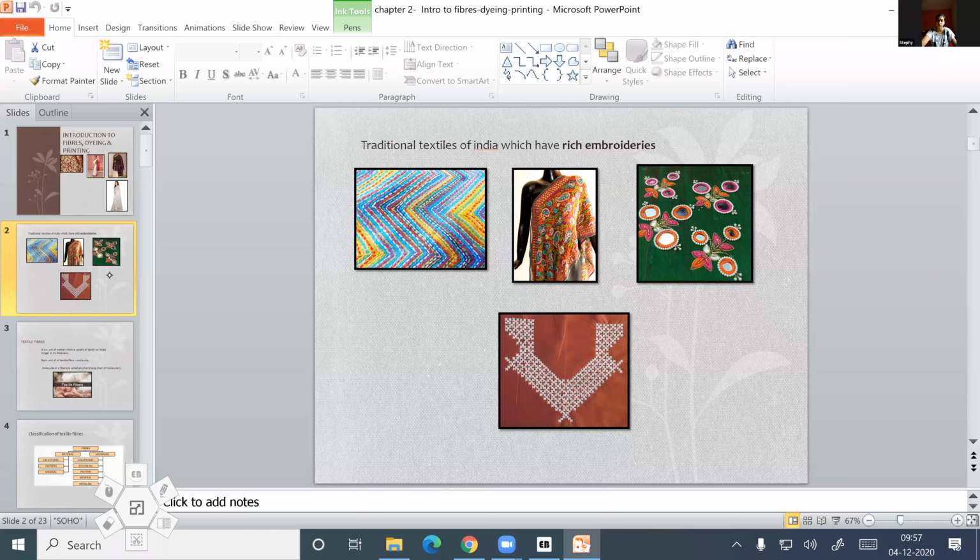And this one is Kutch work. Kutch work. Kutch embroidery. Yeah, you can say it. Kutch embroidery. Phulkari, you know the spelling of Phulkari? Phulkari work. All these are the traditional embroideries of India. Okay.